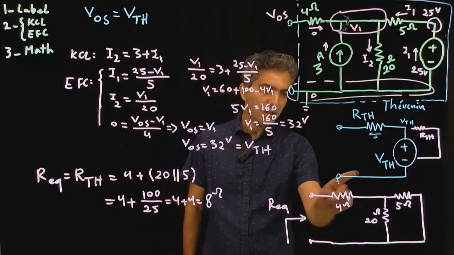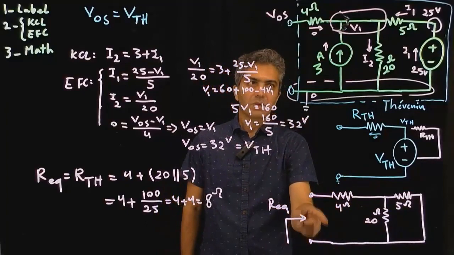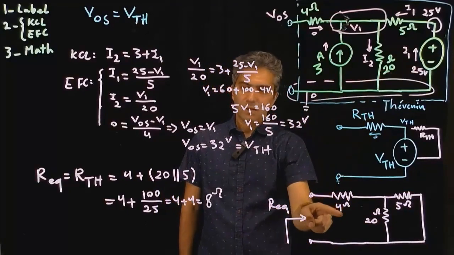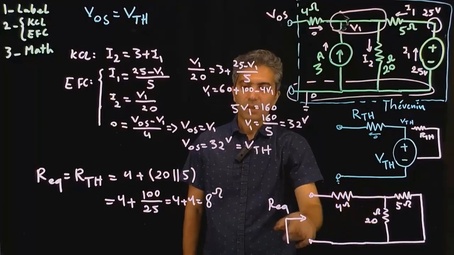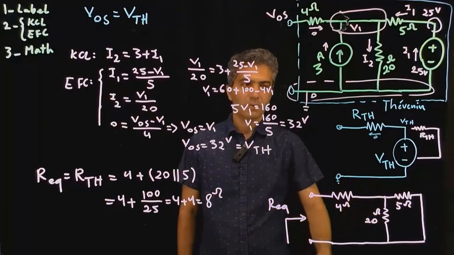Looking back into this, which is the result of turning off the sources, the equivalent resistance at that point would be 4 plus these two in parallel, and that would be 8 ohm, and we are done with that.